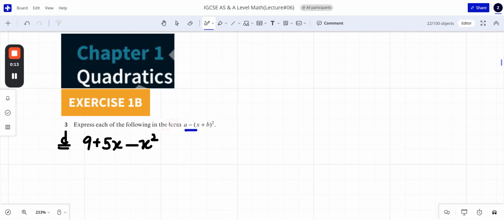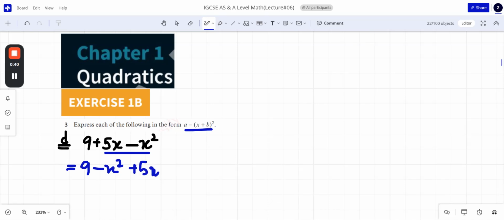Question number 3, part D is 9 plus 5x minus x squared. So we need to write it in the form a minus (x plus b) whole square. The constant value we will keep the same, because we will apply the completing square method to the second two terms, but the leading term we should write first. So we will write it here: minus x squared plus 5x.